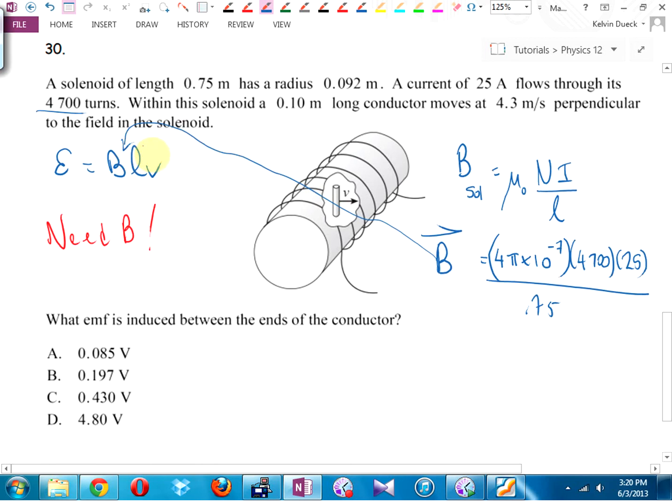Would you use 0.1? Yeah, I would use 0.1. This is going to be the length of the actual bar, which is 0.1, and the velocity of the conducting rod.